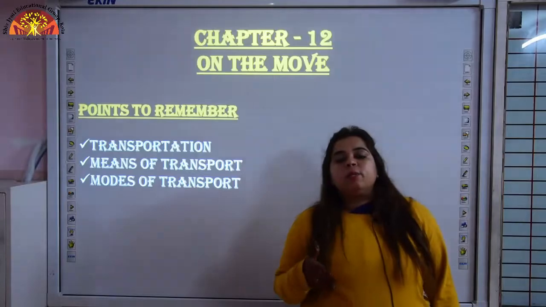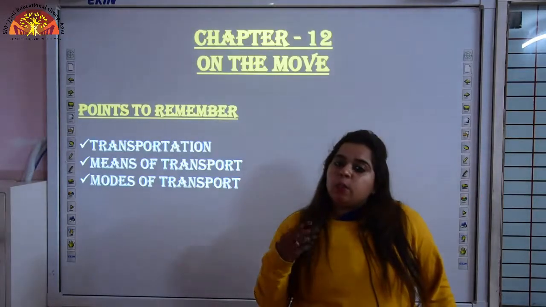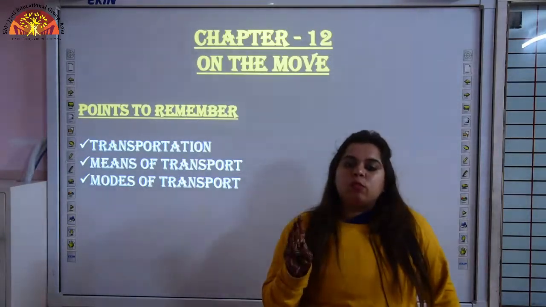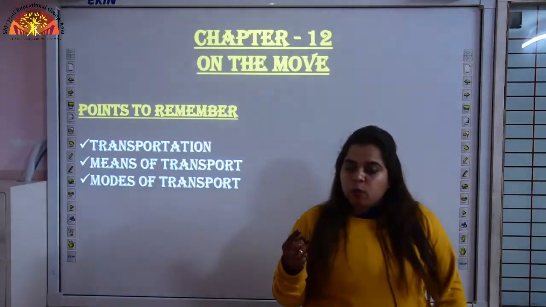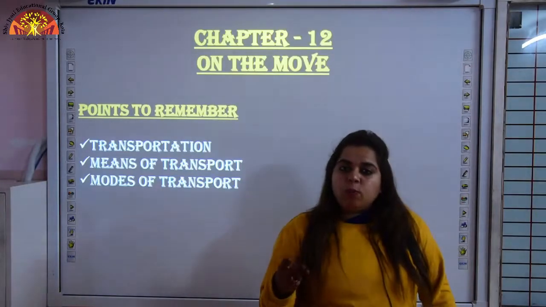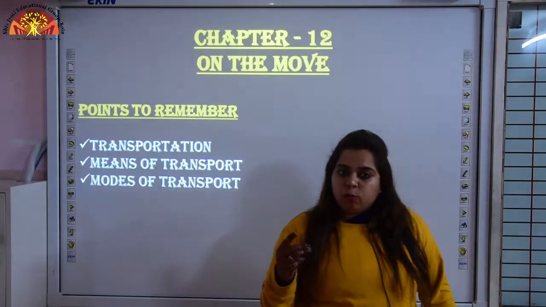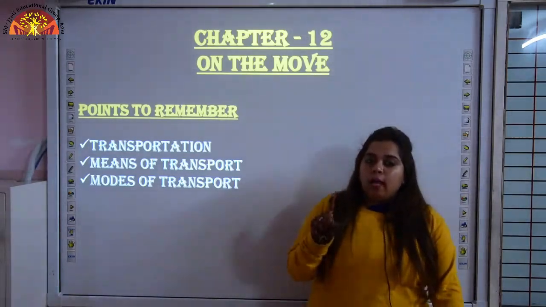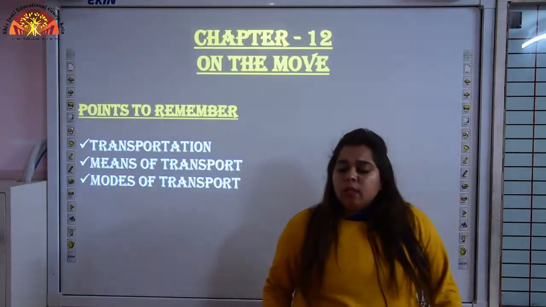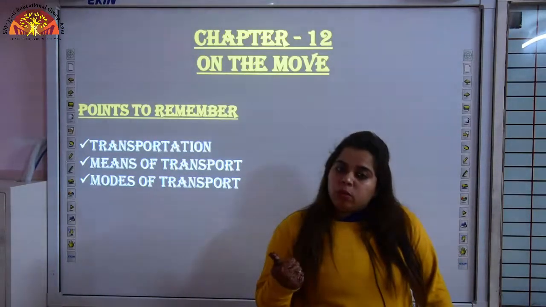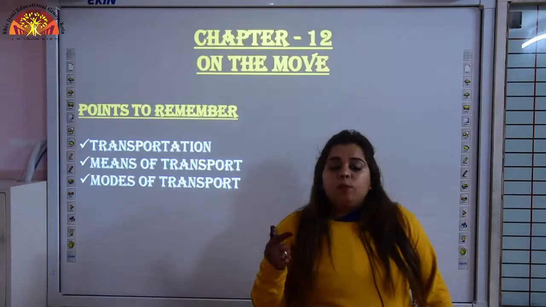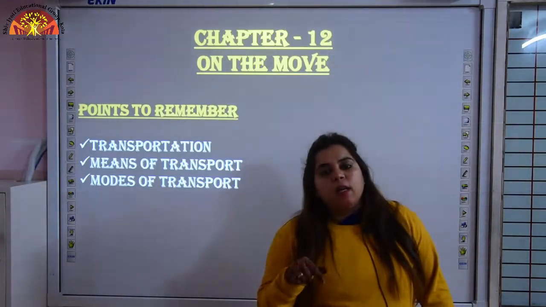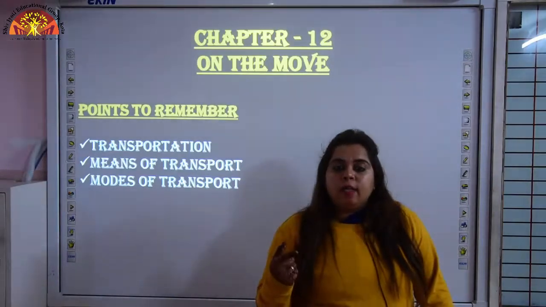But do you know, these means of transport are divided into different modes and there are three modes. First is land transport, second is water transport and third is air transport. These are the different modes of transport. Now land transport. Children, we travel on roads and on rail tracks. Vehicles that run on road and rail tracks are means of land transport.